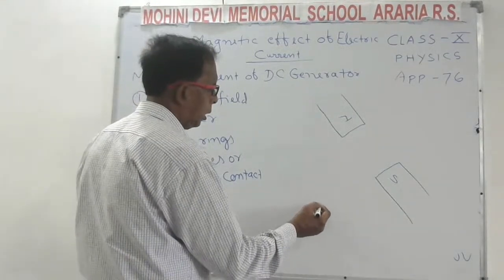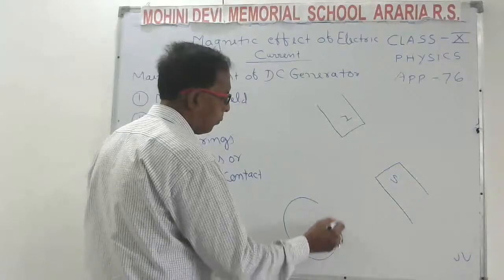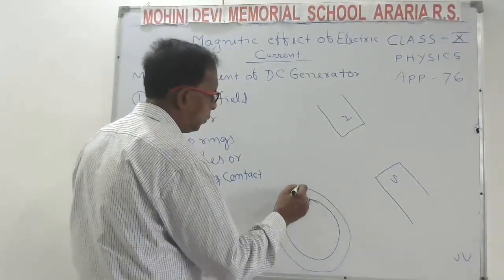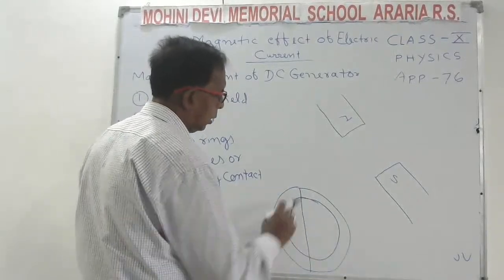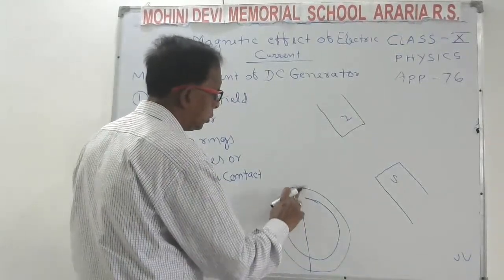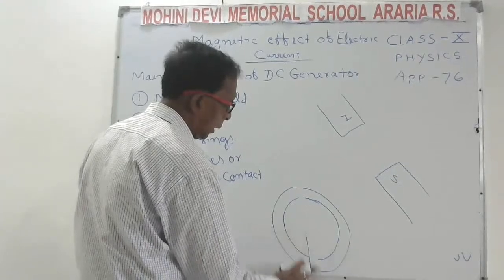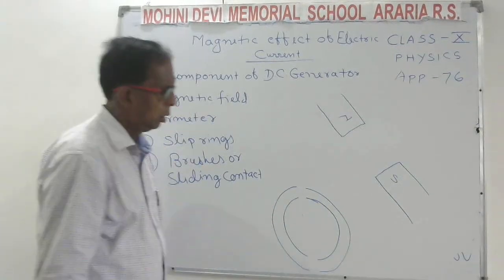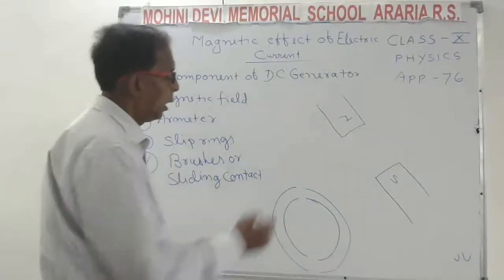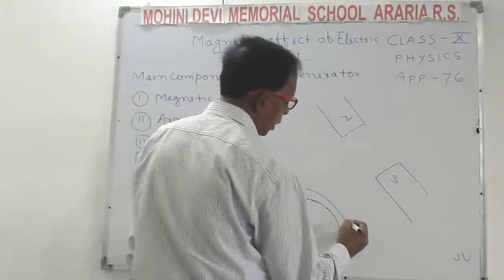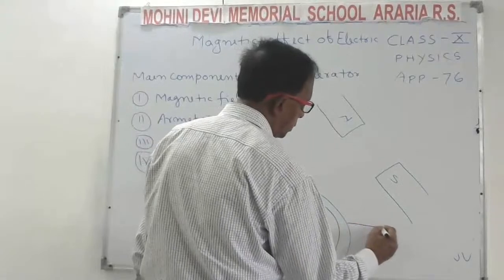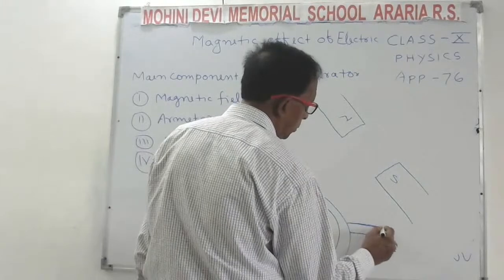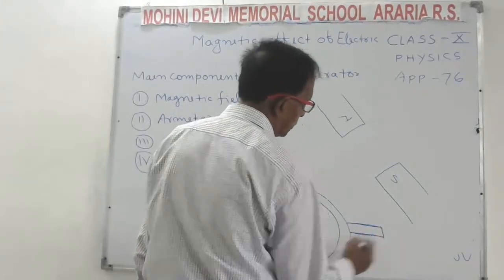And the third is slip rings. If you take a ring of iron like this and cut it here, you make two pieces of this slip ring. With this, a carbon brush is connected. It is made up of graphite.